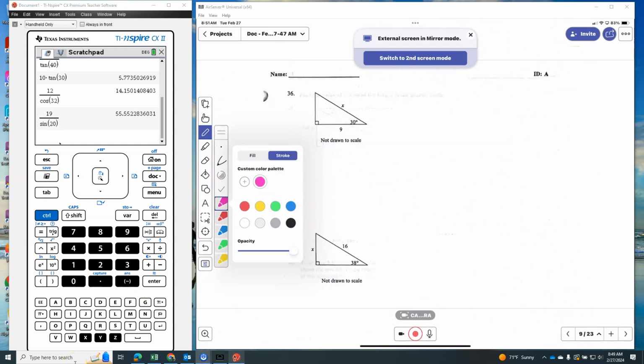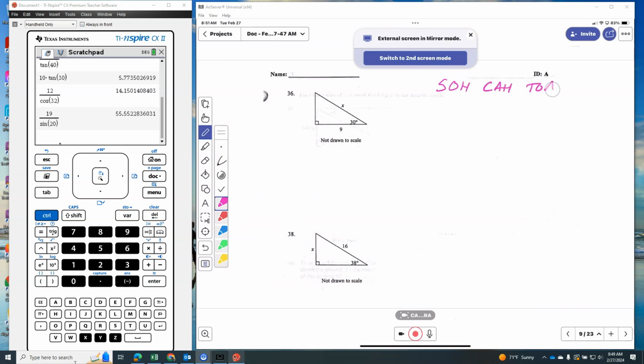Okay, so it's a right triangle. So just get in the habit of writing this statement. SOH CAH TOA. This is the angle. So we're going to write, this is the hypotenuse, and this is the adjacent, right? So we have the adjacent and the hypotenuse. So we write down cosine of 30 degrees. The ratio is adjacent to the hypotenuse, so it's going to be 9 over x.